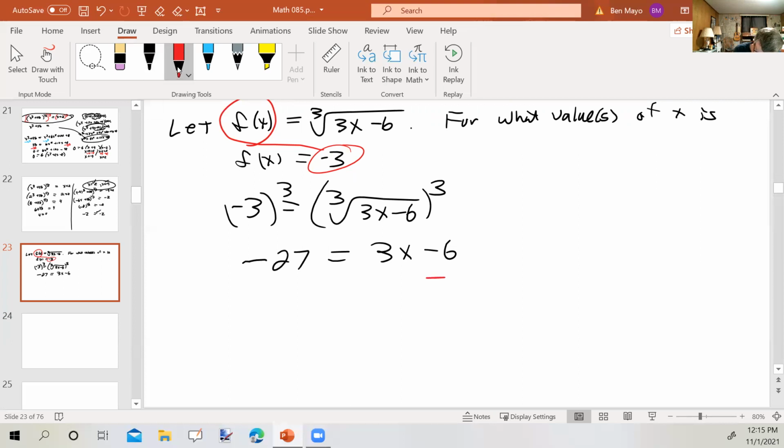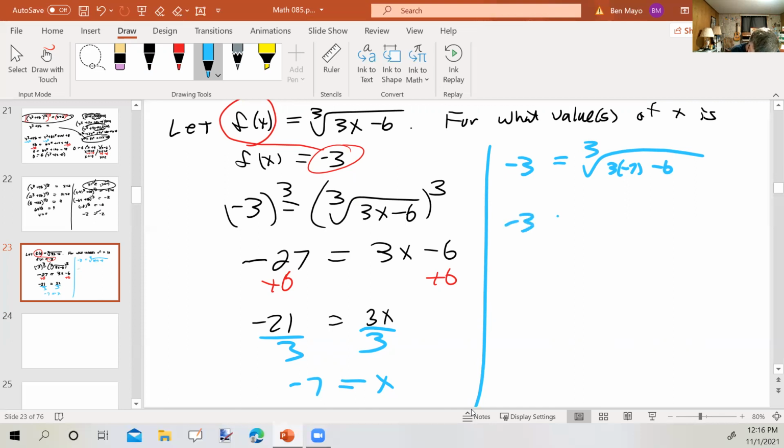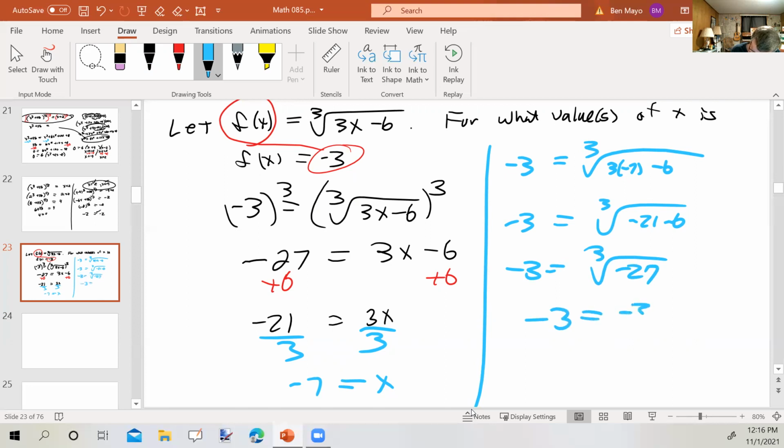So solving for x, we'll add 6 to both sides, and we get, hang on here, negative 21 equals 3x. Divide by 3, x equals negative 7. Let's check our work. Negative 3 equals the cube root of 3 times negative 7 minus 6. Let's see. That's going to be negative 3 equals the cube root of negative 21 minus 6. Negative 3 equals the cube root of negative 27. Negative 3 equals negative 3. It checks, and all is good with the world once again.